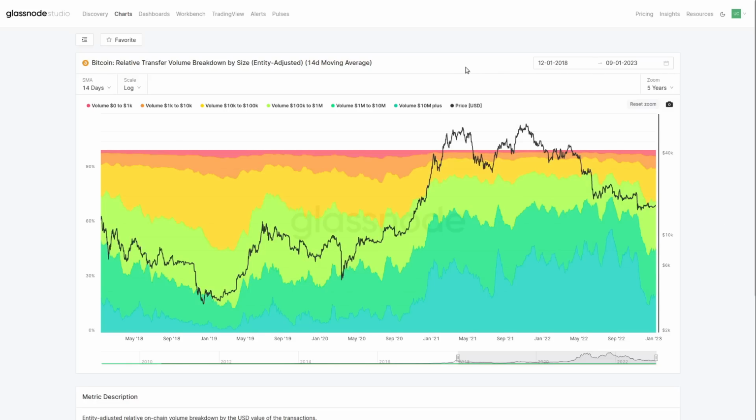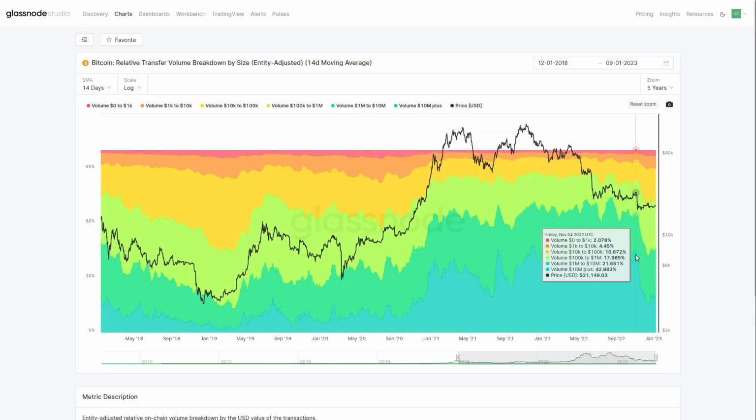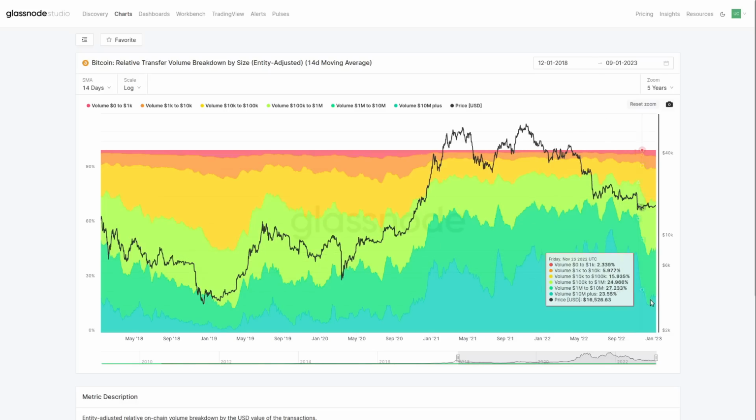But what you can really see is that the 10 million plus has a very, very similar profile to our change adjusted volume we were just looking at. Note particularly the collapse from about 42.5% dominance through most of 2021 and 2022. And we've seen a collapse down to about 19%. So more than cut in half the overall transaction volume associated with these $10 million plus entities.